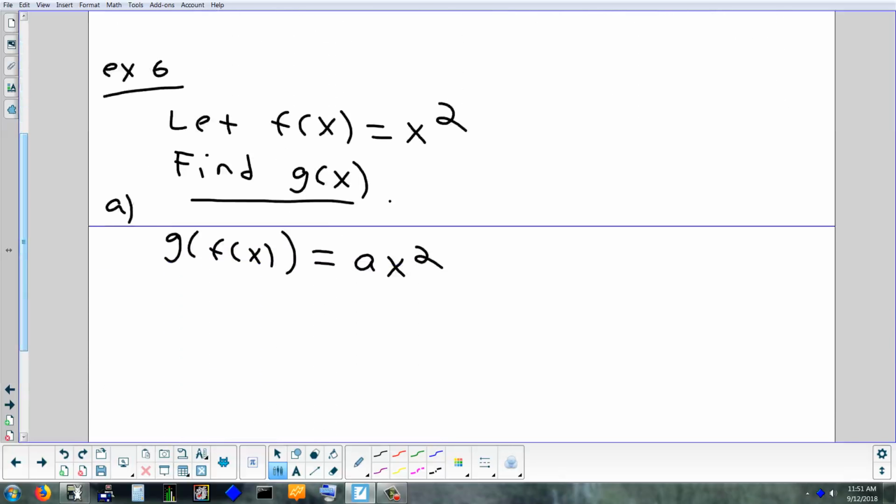It's a times x squared. That would be a vertical stretch. Okay, you put a number in for a. I'm telling you one of the original functions, f, is x squared. I want to know the other original function. I want to know what g of x would have to be to get this as an answer. So in other words, what would you have to plug that into to get ax squared as the answer?